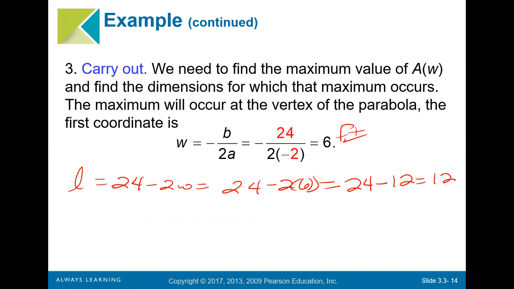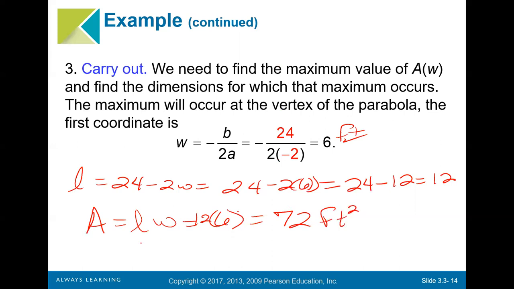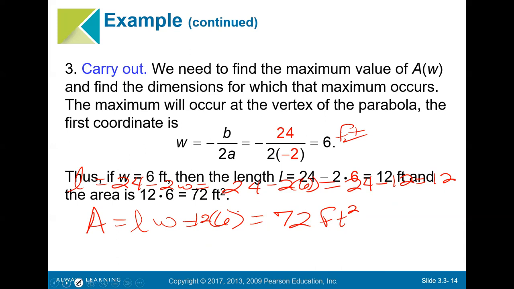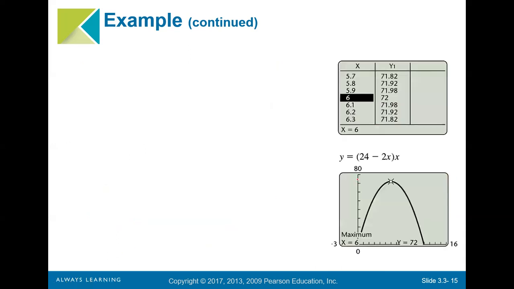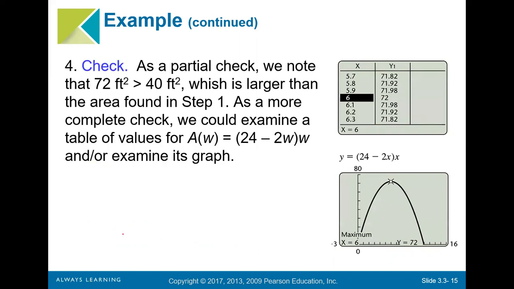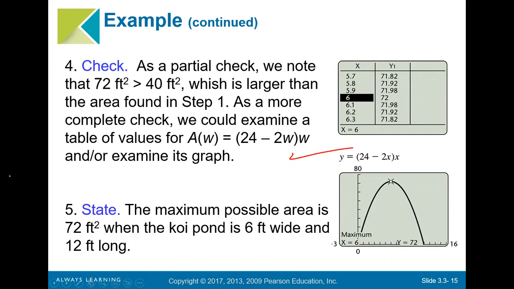So now if I want to find the area, it's length times width. So I have 12 times 6, and it gives me 72 feet squared. Yay. And then we can plug it into our graphing calculator to check our points. And it lets us know, check mark, we are good. Now the maximum possible area is 72 square feet, with the pond 6 feet wide and 12 feet long.